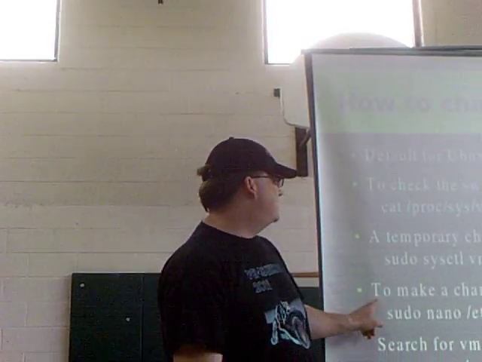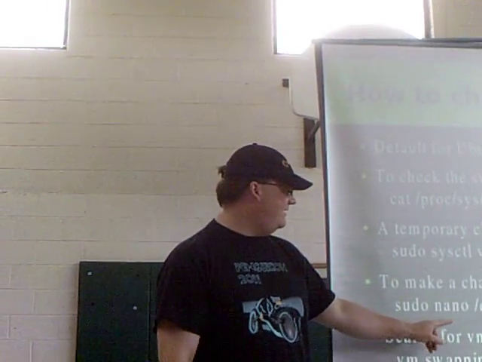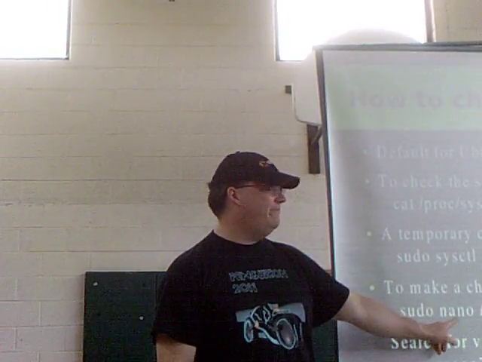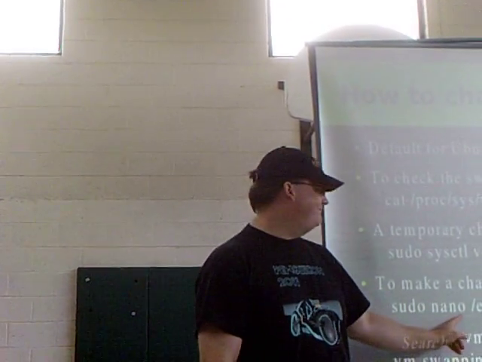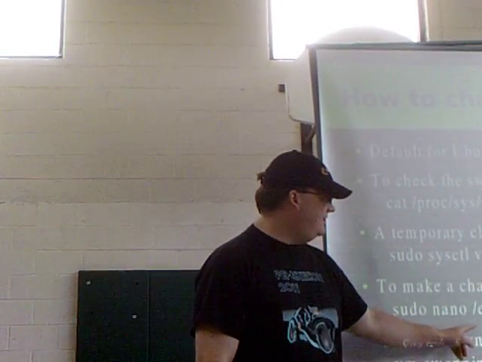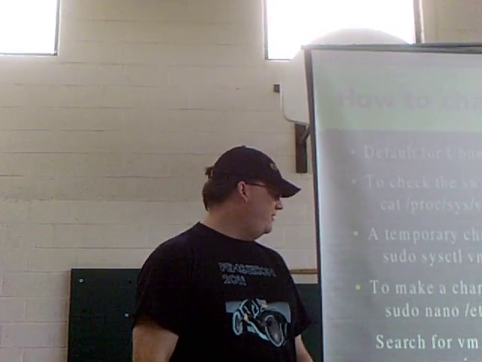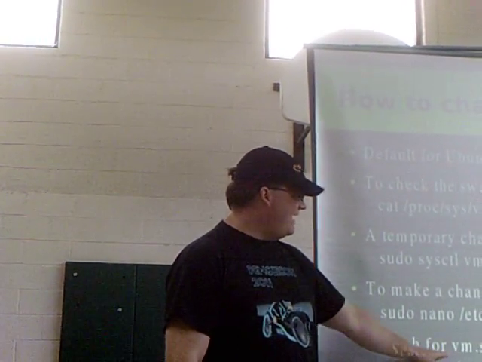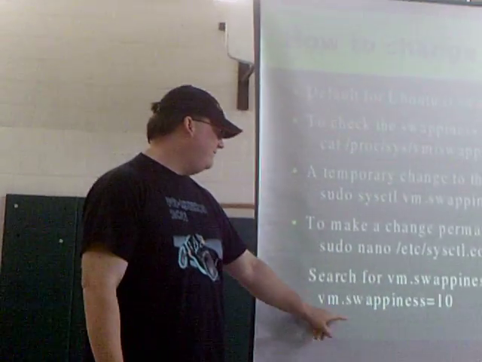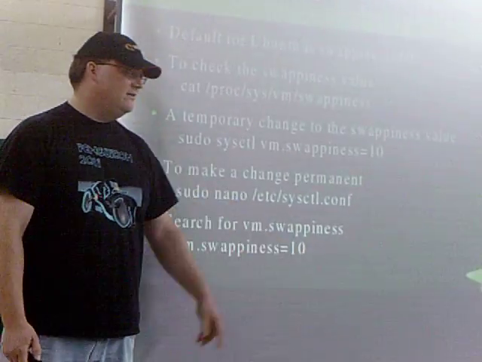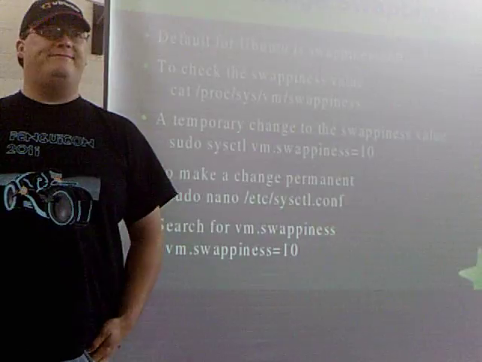So to change it, to make it permanent, you're going to want to edit. So sudo, my favorite editor is Nano, and then the /etc/sysctl.conf file. And then you go in and you search for the vm.swappiness line, and you change that to the value you want it to be, so 10.